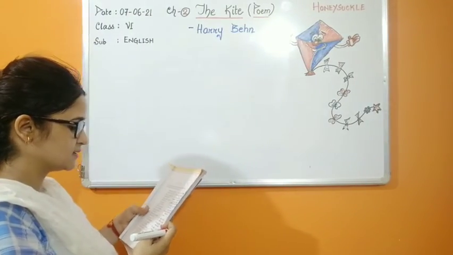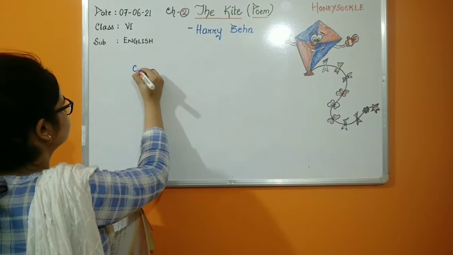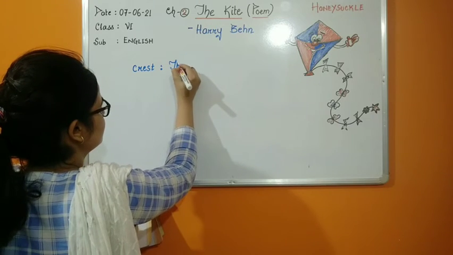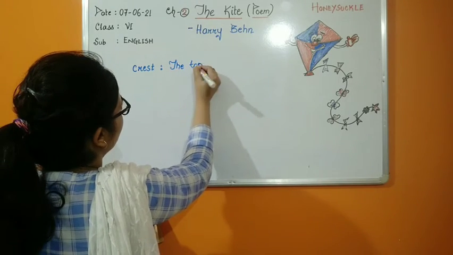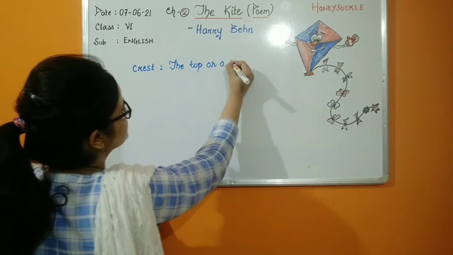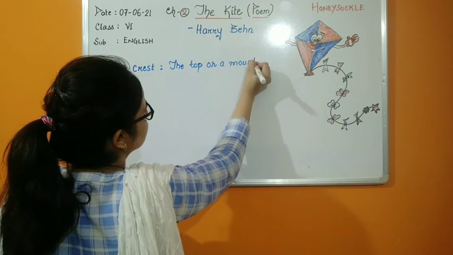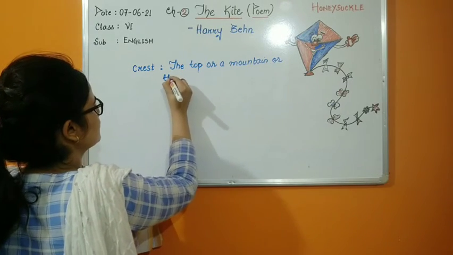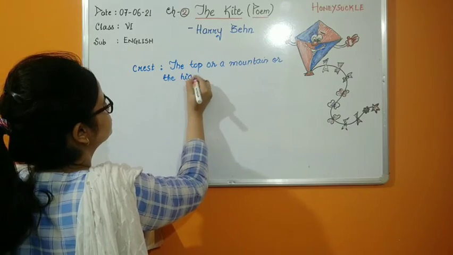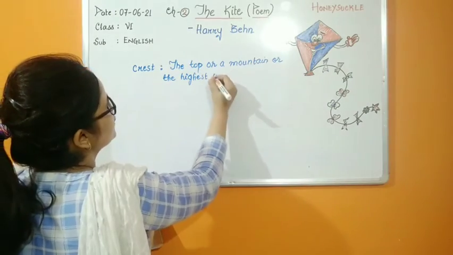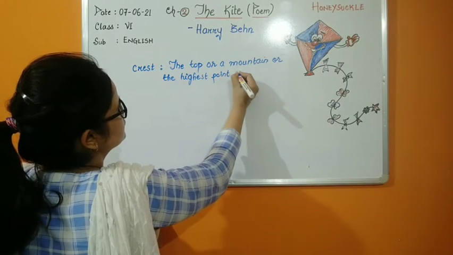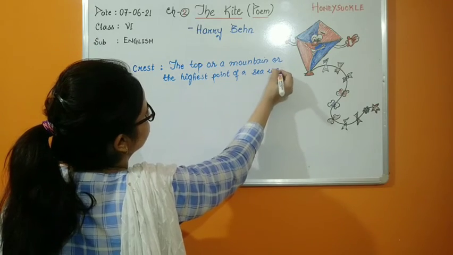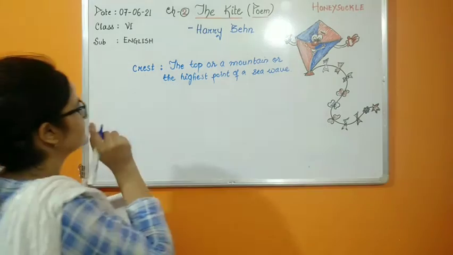And the word is crest. Okay, crest is the top of a mountain, or the highest point of a sea wave. Okay. So this was the last word in the meaning section.